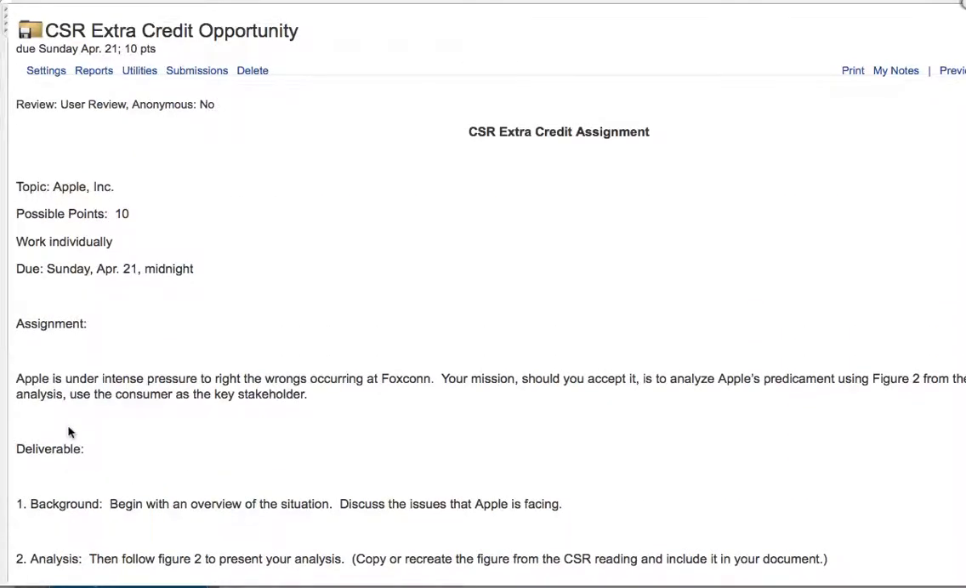Again, this is for extra credit. It is to be done individually if you are doing it. It is worth up to 10 points and it is due this Sunday by midnight.